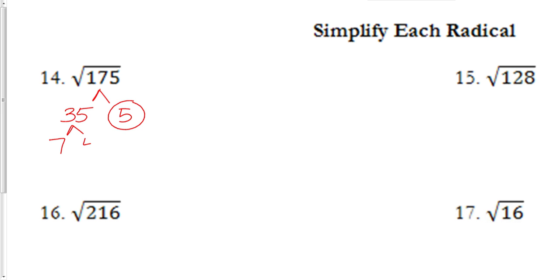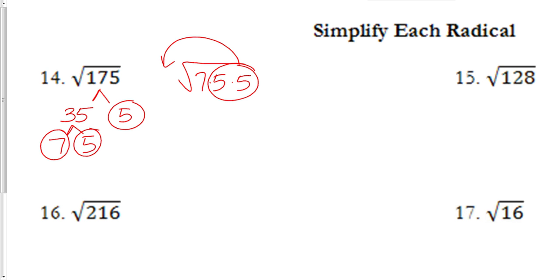35 is 7 times 5. So this becomes 7 times 5 times 5. Group of 5s means we can pull one out. And our answer is 5 square roots of 7. Number 15.